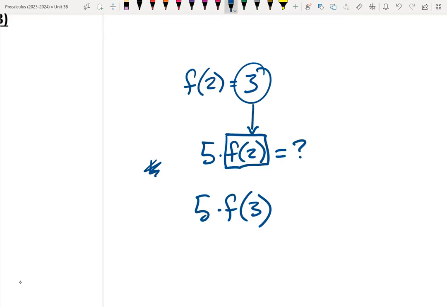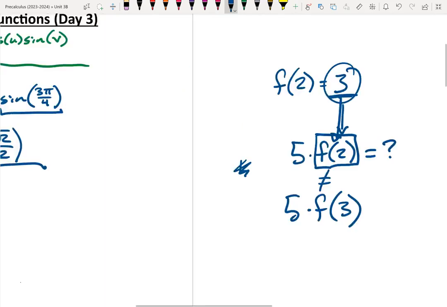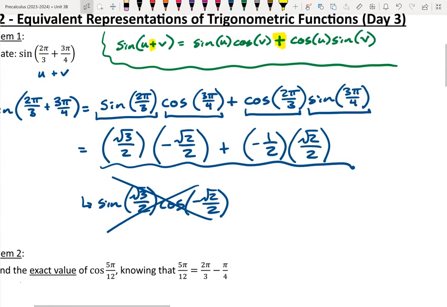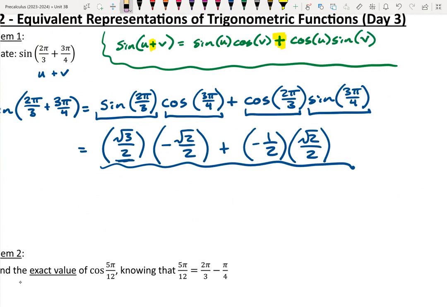And that would be wrong. This is not equal to that. They are not the same thing, unless by some chance f of 3 is equal to 3 as well. Right? So we don't take the value and plug it back into our function. It's the same thing over here. I don't take my value and plug it back into my function. I'm making a big point of that because I have seen it and I don't want to see it anymore. So please be careful with that.